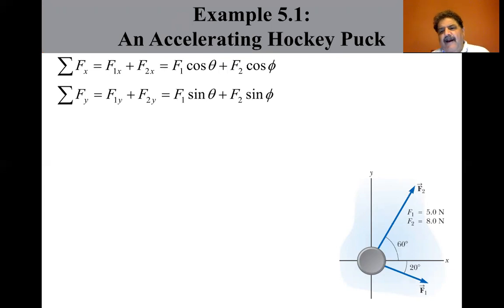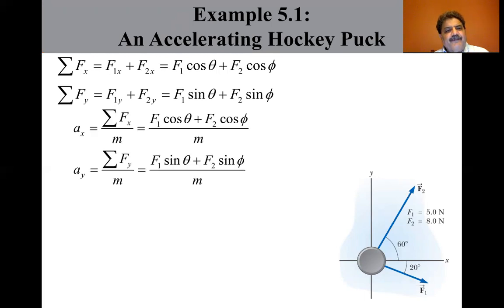Now you'll see that we're going to end up with an F1y in the positive direction and an F2y in the negative direction. So let's use Newton's second law in component form to find the x and y components of the puck's acceleration. The sum of the forces in the x direction, F1 cosine theta plus F2 cosine phi, divided by m will give us our ax. And the same in the y direction: the sum of the forces in the y direction divided by the mass is F1 sine theta plus F2 sine phi, divided by m, the mass.